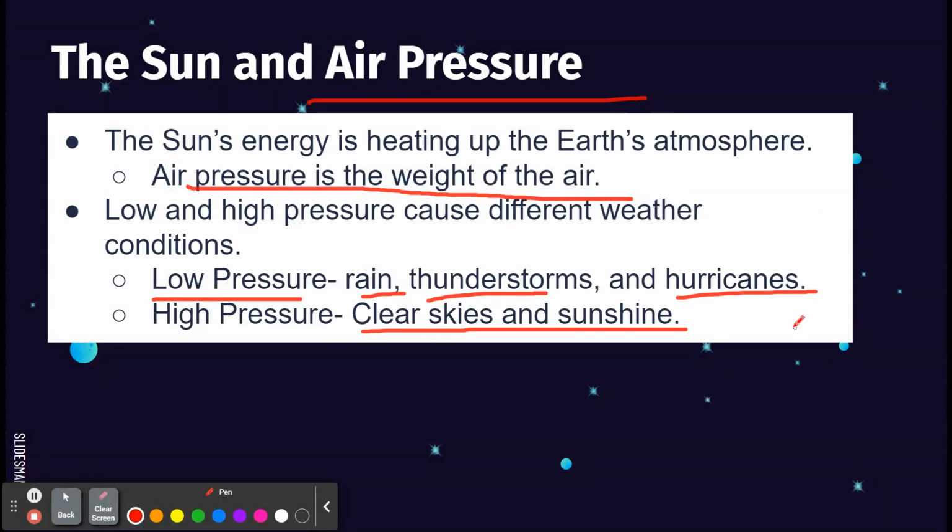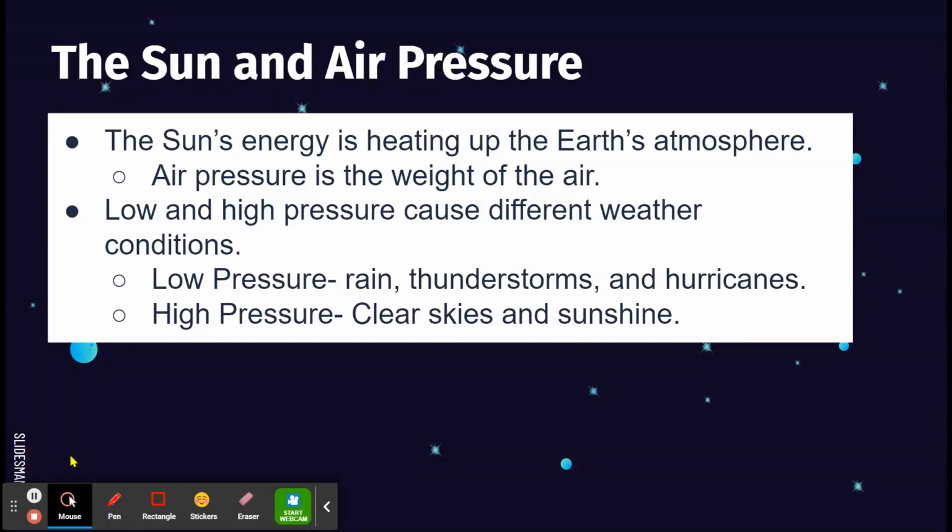You may have seen in the previous video talking about the sun and wind, how the high pressure areas are moving towards low pressure areas, right? So that is going to cause wind and different air to be moving.